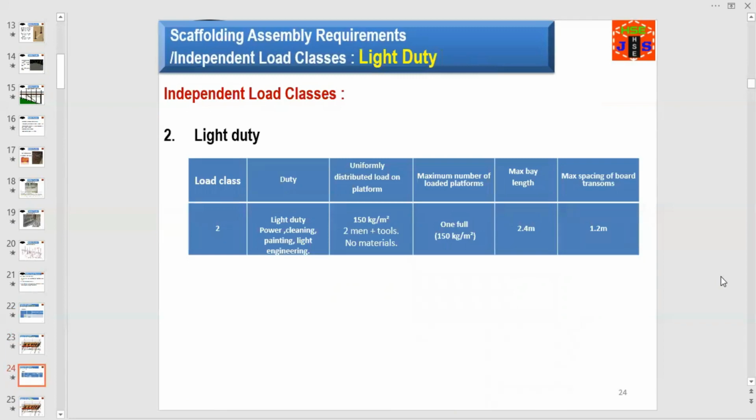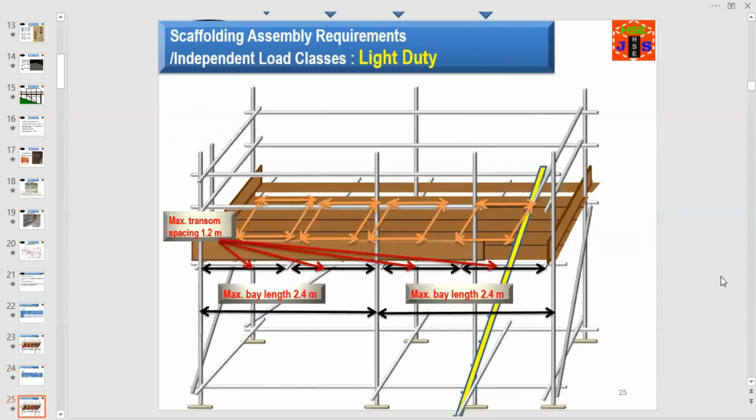Number two type of scaffold is light duty. Load class 2. Light duty scaffold is used for power, for cleaning, painting, and light engineering. Load distribution on the platform, 150 kg per square meter. 2 men plus tools. No material shall be on the platform. It can carry one loaded platform, 150 kg per square meter. Maximum bay length here is 2.4 meter, and maximum spacing of board transoms is 1.2 meter. This is an example of light duty scaffold.